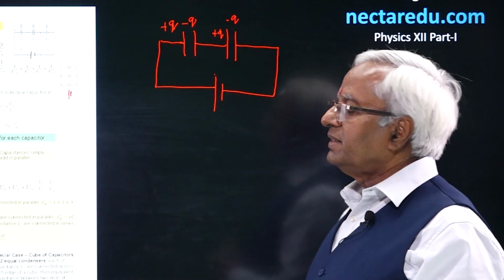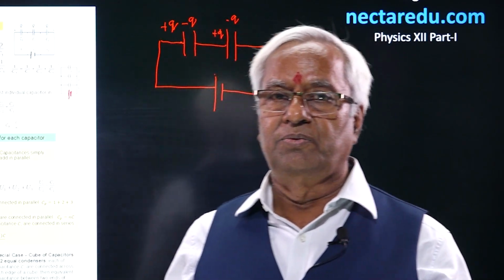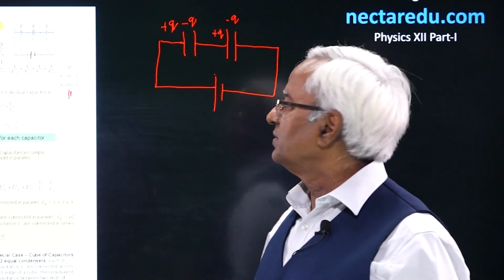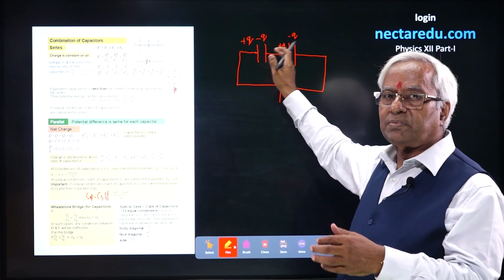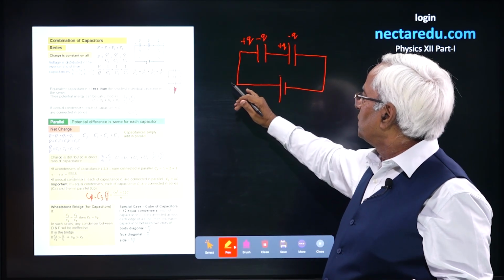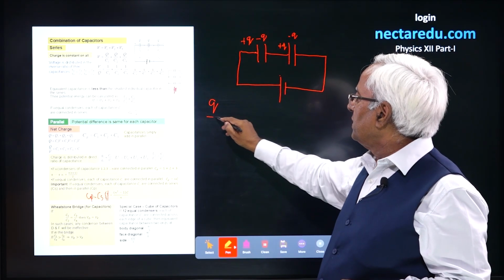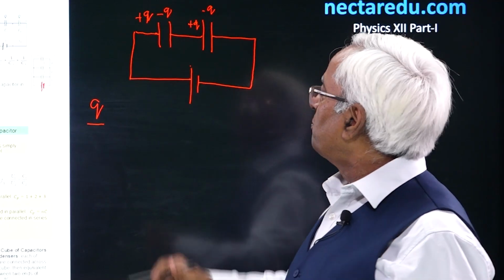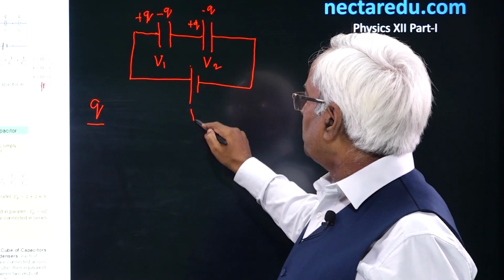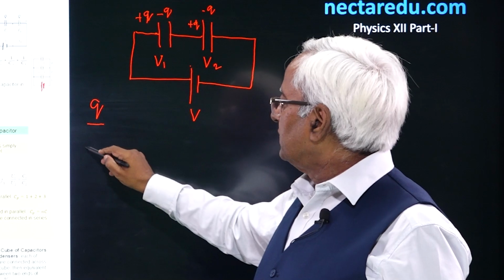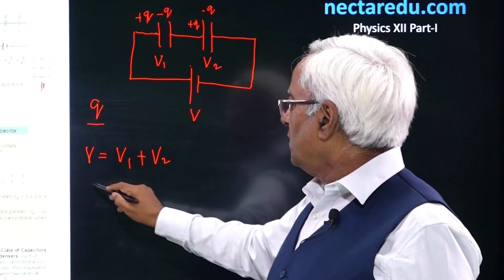So you could say that the charge obtained from the source was simply Q. All other charges were either induced or transferred, but from the source it was simply Q. So total charge here will be Q. But the potential difference shall be divided. Suppose it is total V, then in that case V is going to be V1 plus V2.